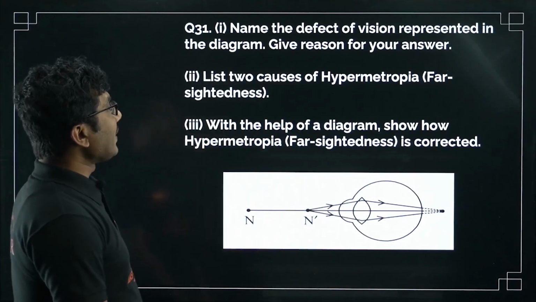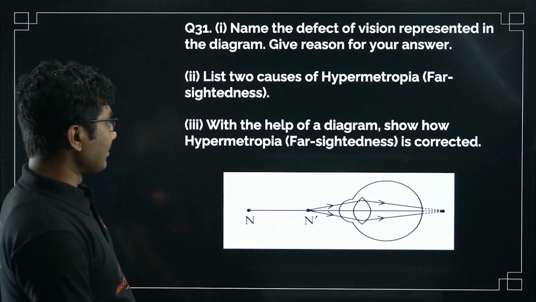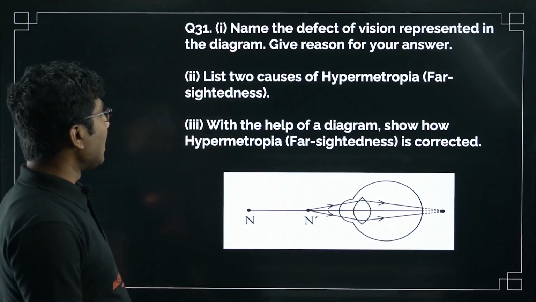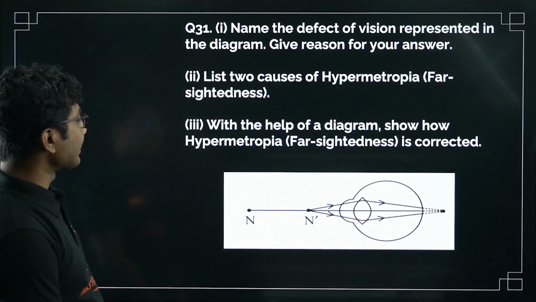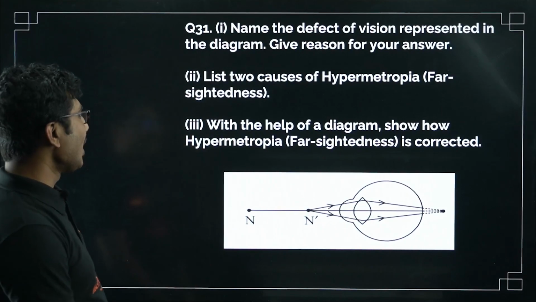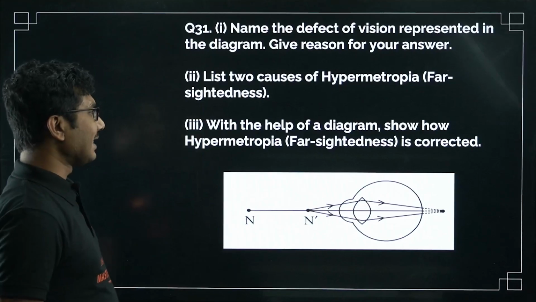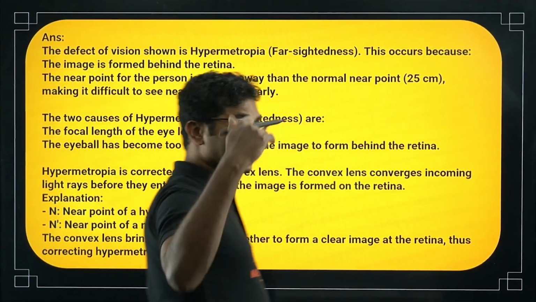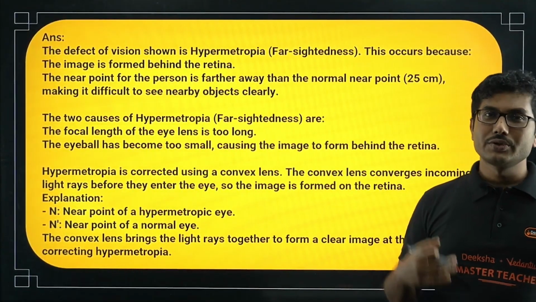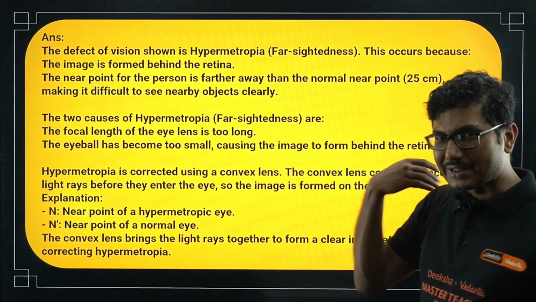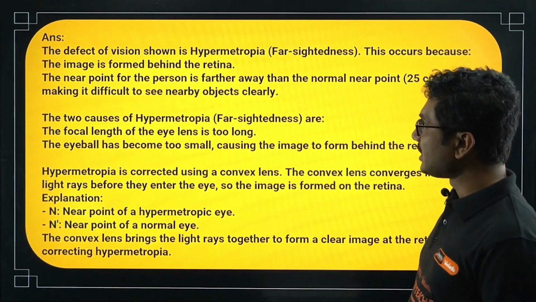Name the defect of vision represented in the diagram. So what is the name of this defect? Obviously we know that it is hypermetropia. List 2 causes of hypermetropia, farsightedness. Now they are asking the same question. With the help of a diagram, show how hypermetropia is corrected. Diagram you can check in your book. A convex lens is used, a very common diagram. So the diagram is not included in this lecture. I have discussed it in my chapter wise lecture as well.